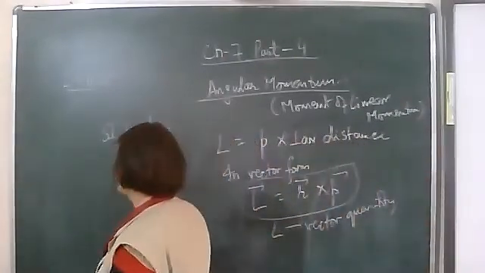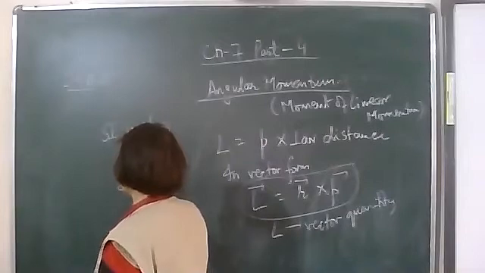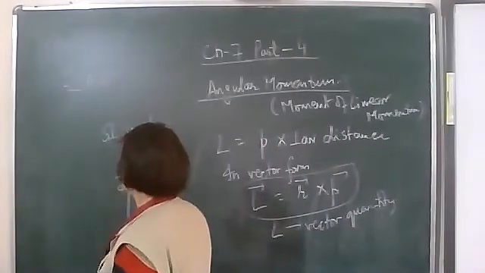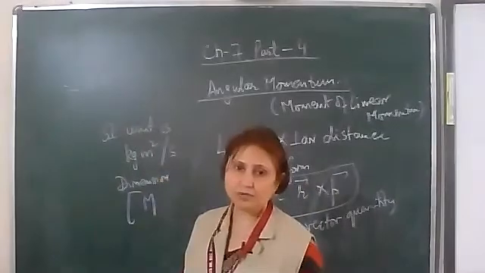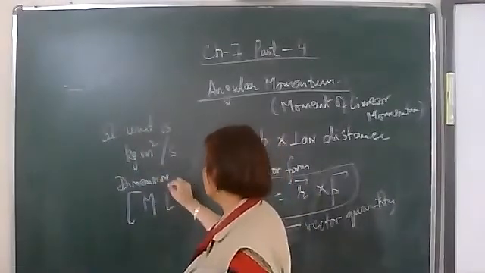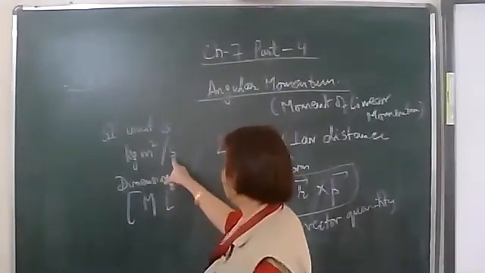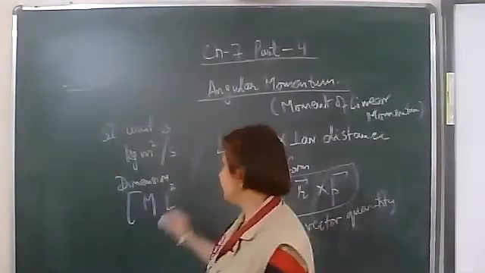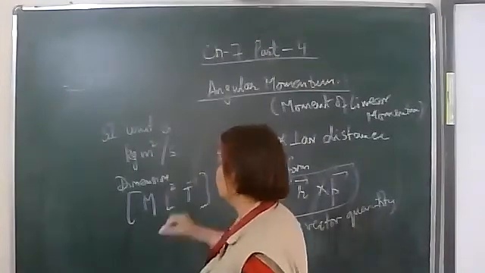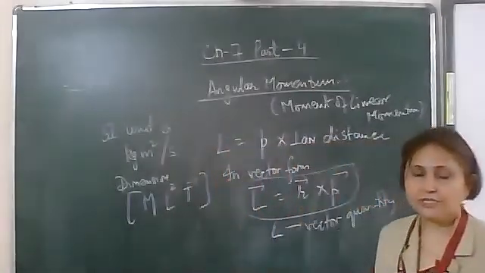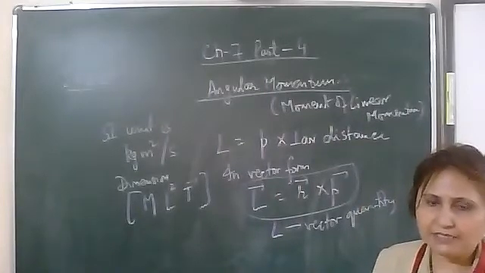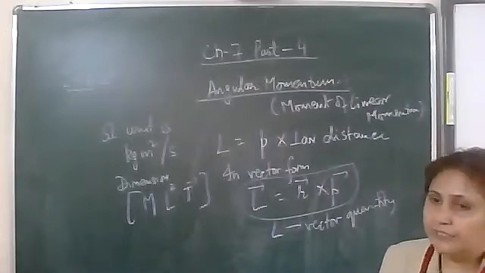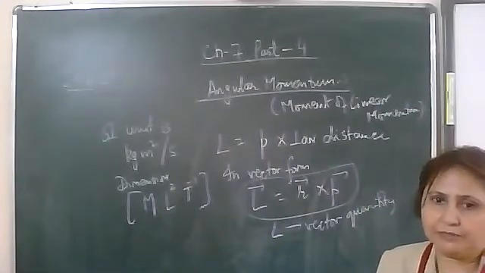Dimensional formula: kg is mass M, meter square is length L square, and time T raised to the power -1. So its dimensional formula is M L square T raised to the power -1. Okay, so angular momentum is the moment of linear momentum.